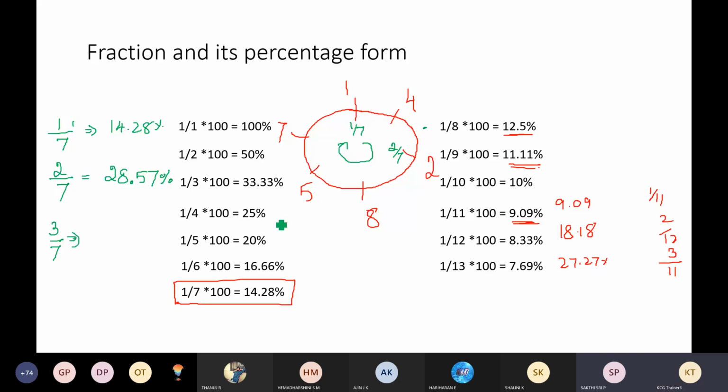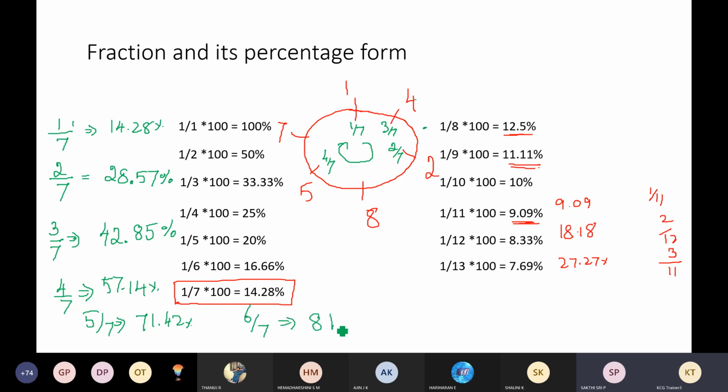When will I have 3 by 7? Which is the third smallest number here? 4. So 3 by 7 corresponds to 42.85 percent. Similarly, 4 by 7 corresponds to 57.14 percent. 5 by 7 corresponds to 71.42 percent. 6 by 7 corresponds to 85.71 percent.